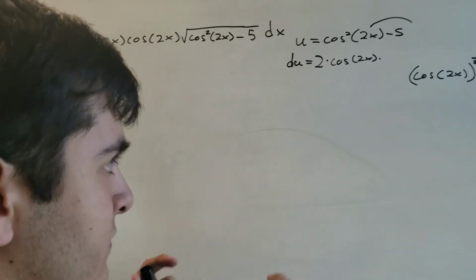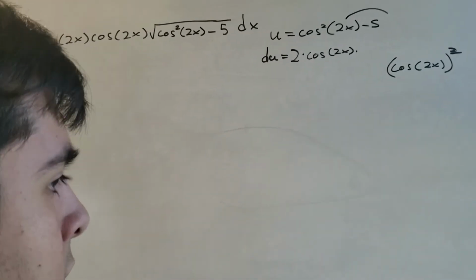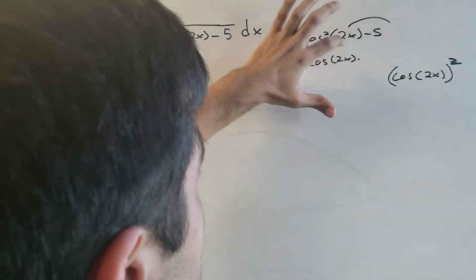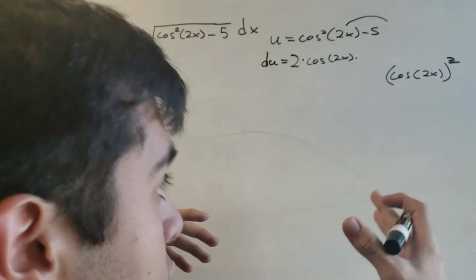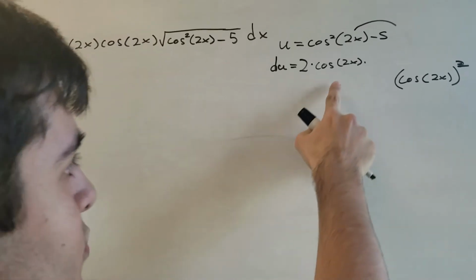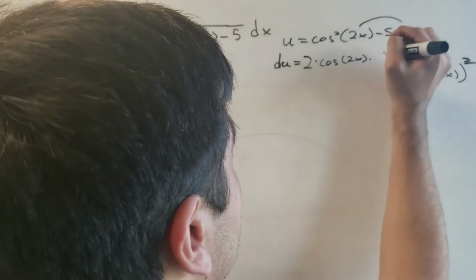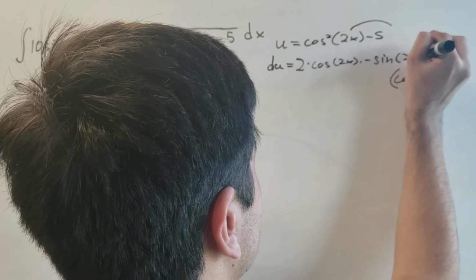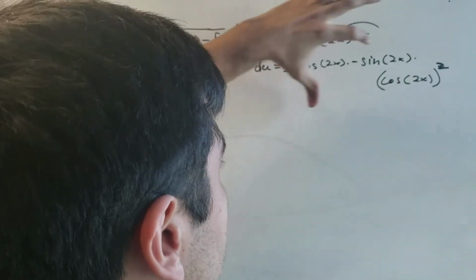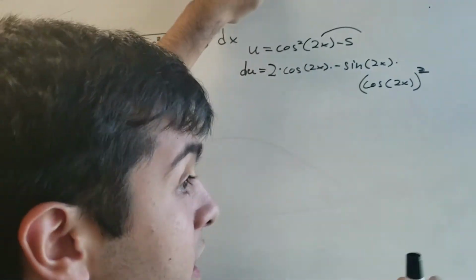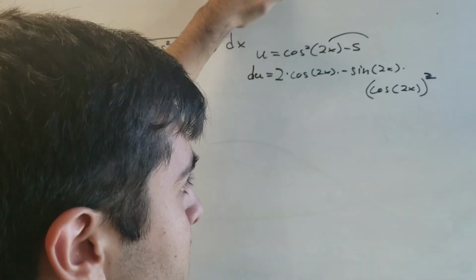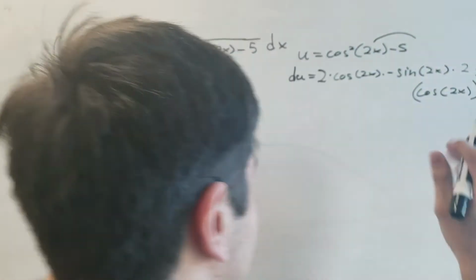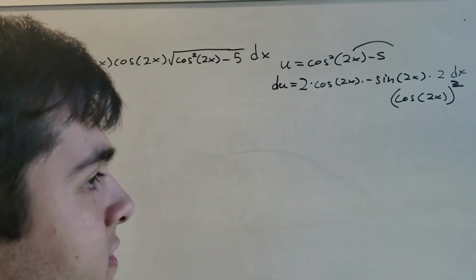In this case, the inside function is cosine of 2x, but cosine of 2x also requires another chain rule. The outside function is the cosine, so the derivative of cosine is negative sine. So this is times negative sine of 2x times the derivative of the inside function. The inside function now is 2x, and the derivative of 2x is just 2. And of course after we take the derivative, we put a dx at the end.